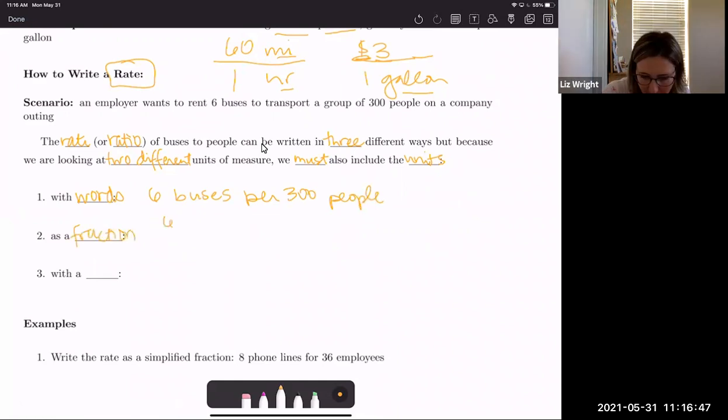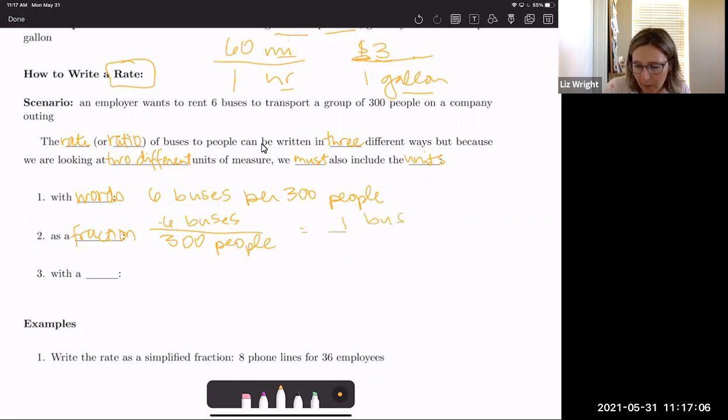So it'd be 6 buses per 300 people. If you end up simplifying it, by the way, so if we simplified this, we take a 6 out of both of them, it would be 1 bus per 50 people.